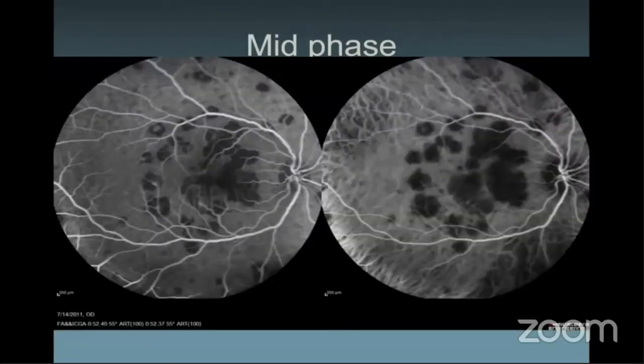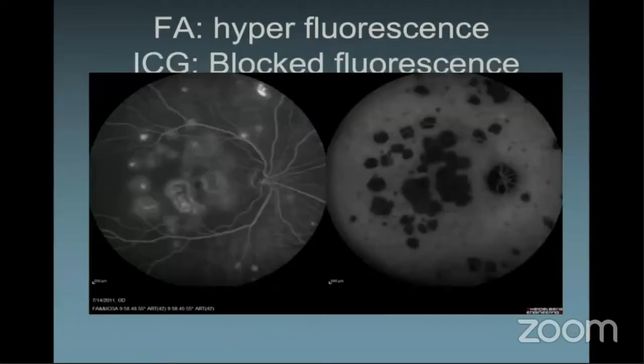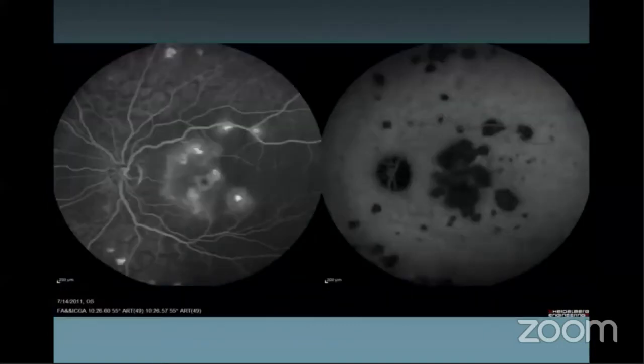And here's a mid phase with the fluorescein angiogram that begins to show some hyperfluorescence of the lesions, and the ICG remains dark. However, in the late phases, we have uniform staining of the lesions on fluorescein angiogram. There are a few areas of hyper staining in this eye, and so also in the fellow eye, which is probably likely from small pigment epithelial detachments overlying these plaque lesions.